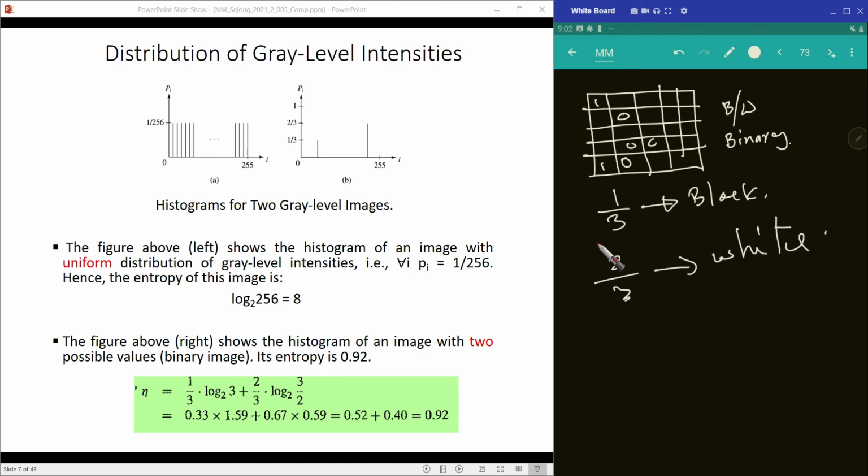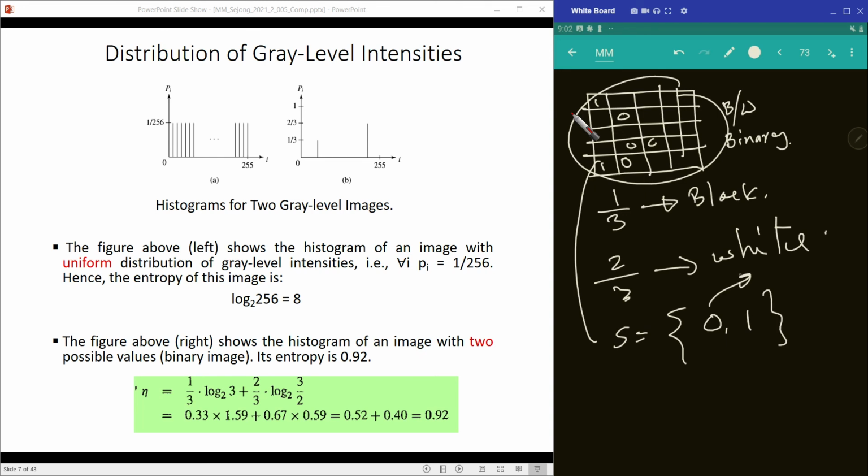So we can say that we have only two symbols. If we consider this image as information, then there are two symbols: one symbol is 0 and the other symbol is 1.